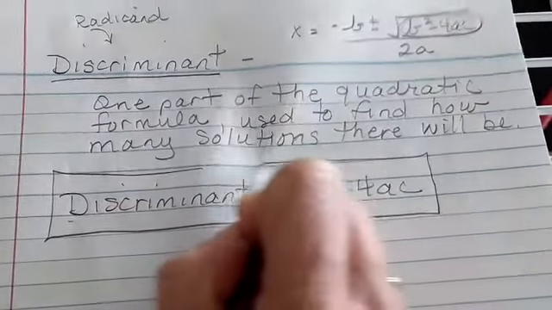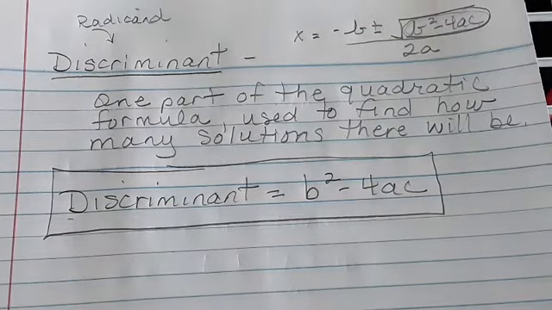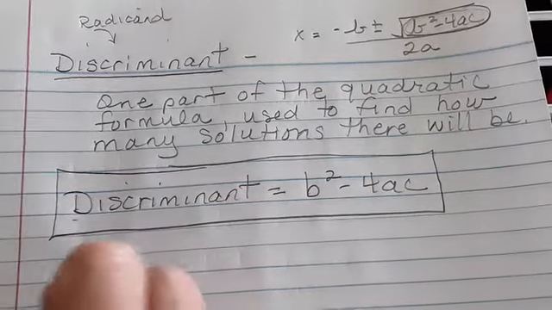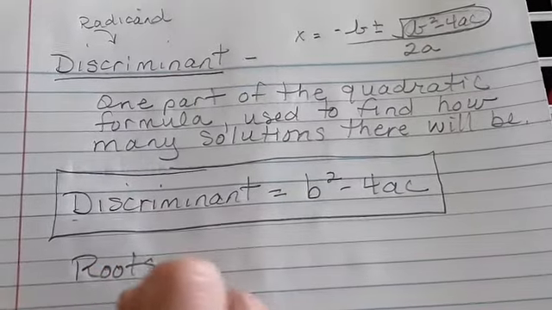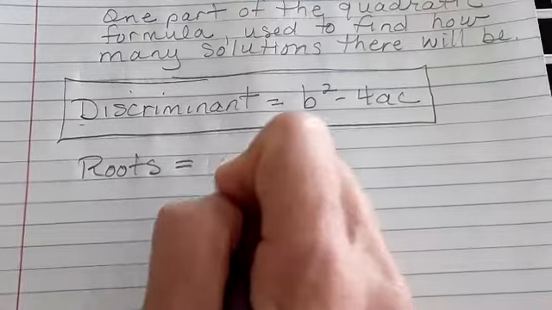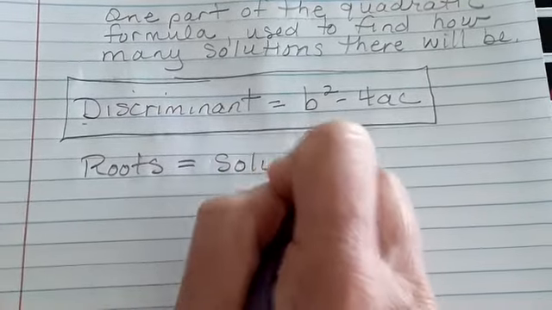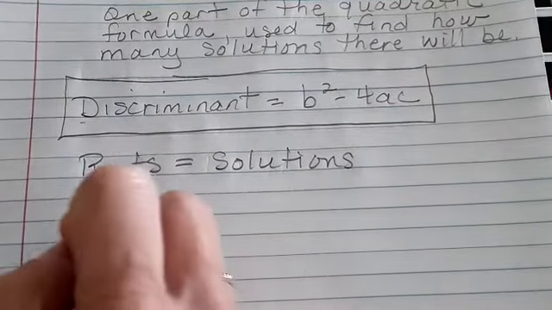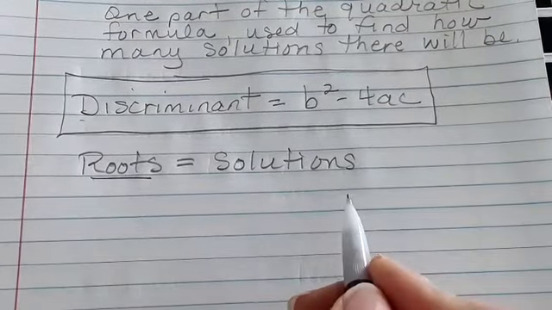So if you have a question that asks you, how many solutions will this equation have? You just need to find the value of your discriminant, and that will tell you. They could also use the word roots. The number of roots an equation has, they're referring to the number of solutions. So that is a term that they might use. Roots is the same thing as solutions.